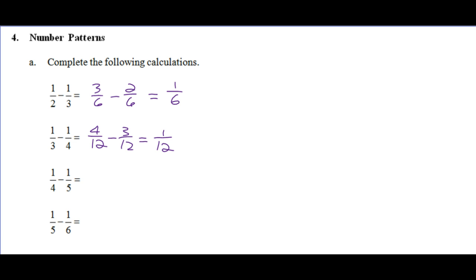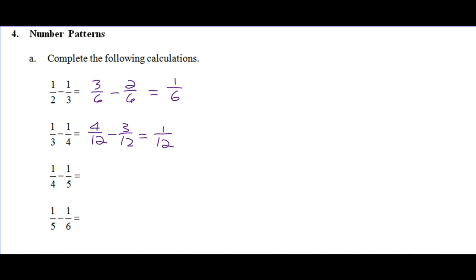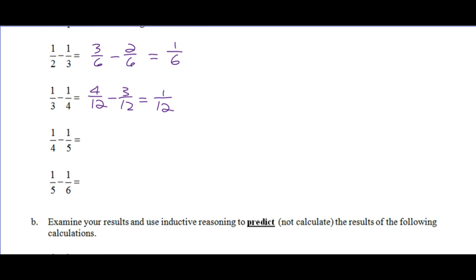Okay, if you're starting to see a pattern, just keep it in your head. Say, okay, I think maybe I see something going on here. Let's try another one. A quarter minus a fifth. What's the common denominator? 20. How many 20ths is 1/4? How many 20ths is 1/5? What's 5 20ths minus 4 20ths?